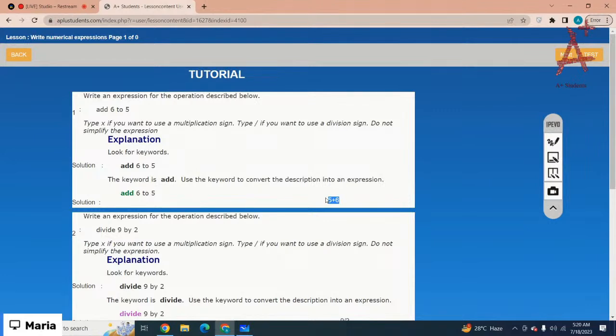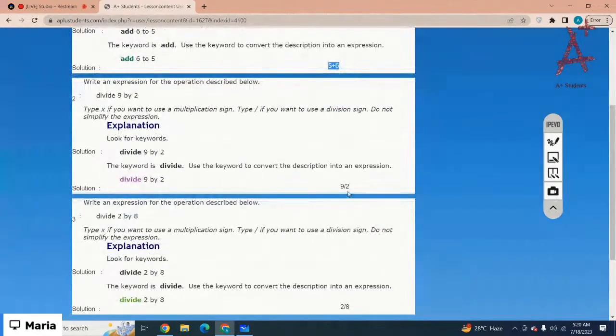Okay. The next one is write an expression for the operations described below. Divide 9 by 2. Here the keyword, the basic thing is divide. Just replace the word divide with the mathematical sign. You can write 9 divided by 2. This is the numerical expression, because you put the expression described. Got it? The next one is again write an expression for the operation described below. Divide 2 by 8. So just put the sign of the division.